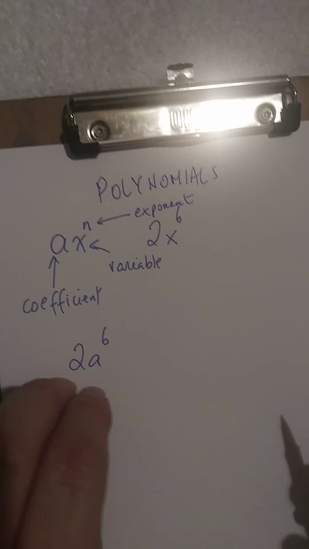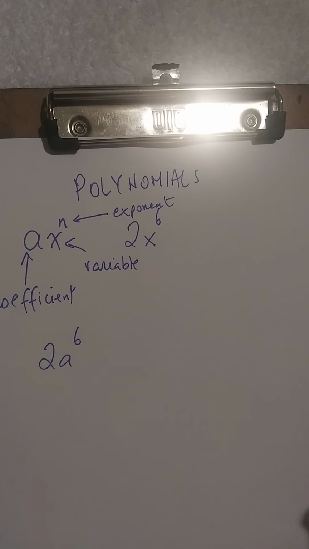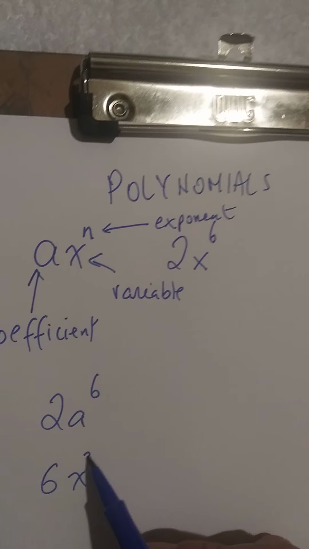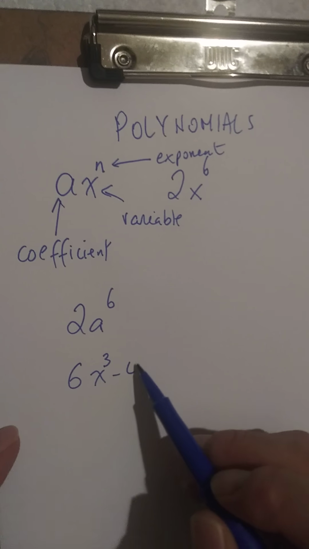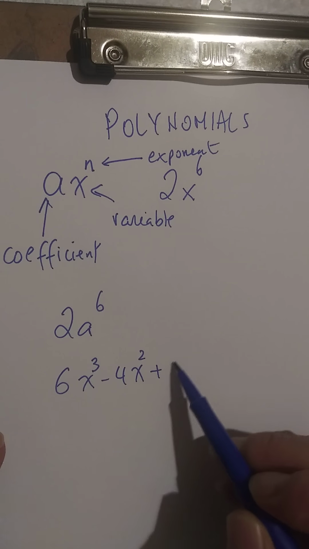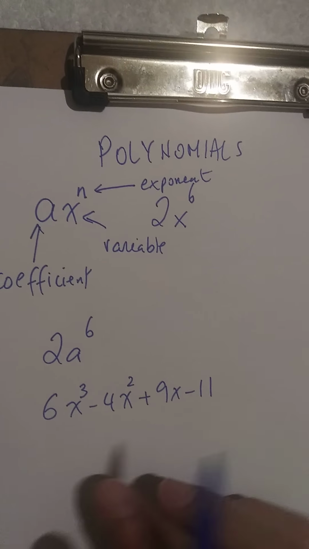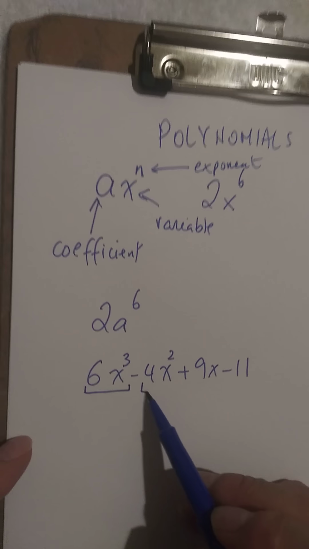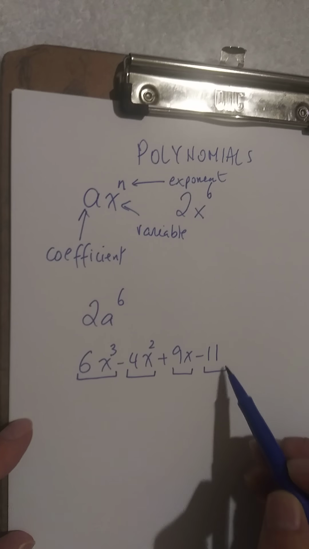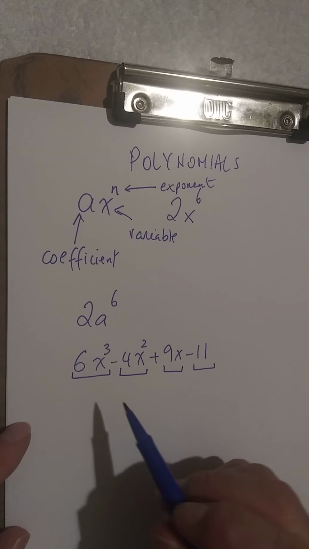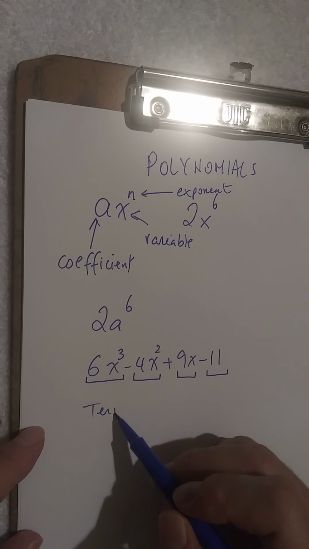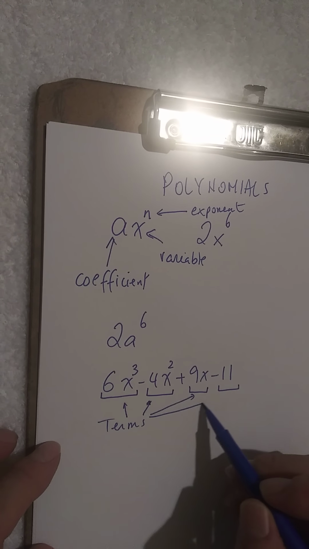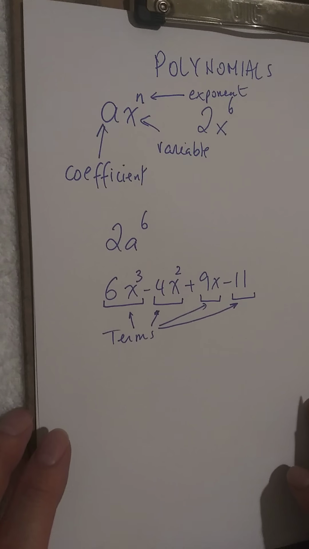So when you combine a few of these and you put pluses and minuses between them, that's called a polynomial. For example, 6x cubed minus 4x squared plus 9x minus 11, that's a polynomial. And each of these groups here is a term. So this is a term, this is a term, 9x is a term, and this is also a term. So this polynomial has 4 terms. 1, 2, 3, 4 terms.